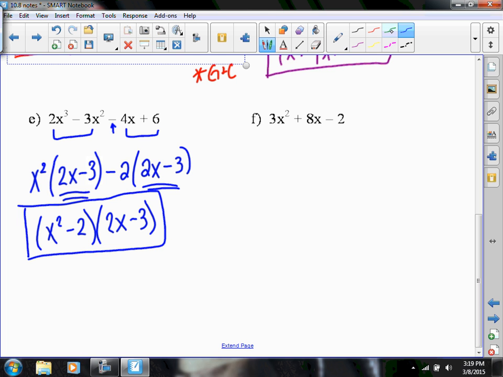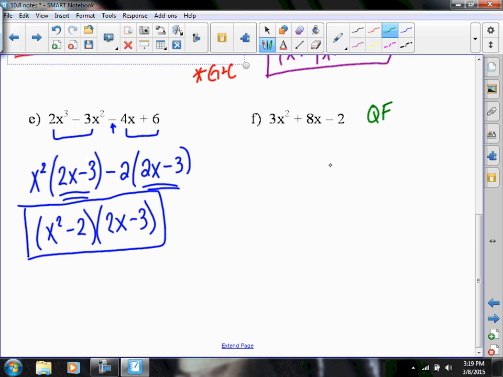There are no factors of 3 and 2 where if I put them together in some kind of outer and inner combination, they would add up to 8. It's not possible. So this one is one where we're going to have to do the quadratic formula.